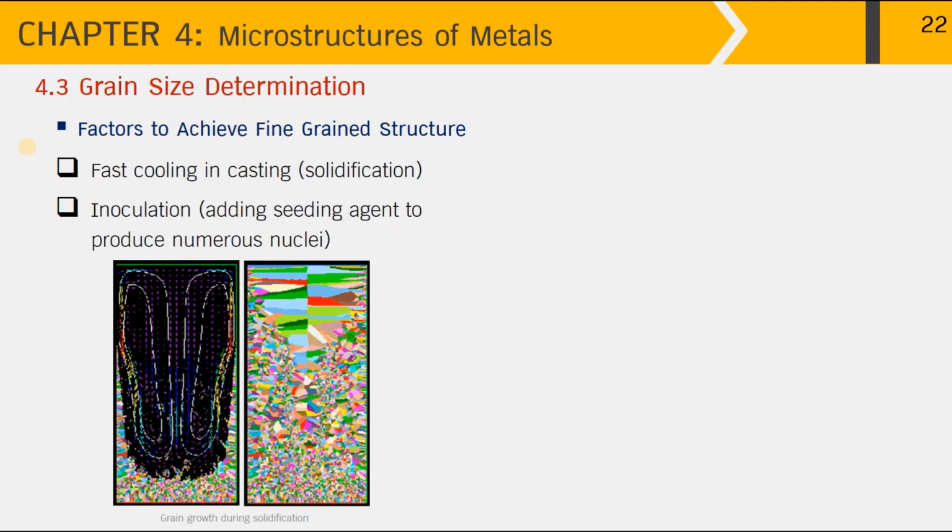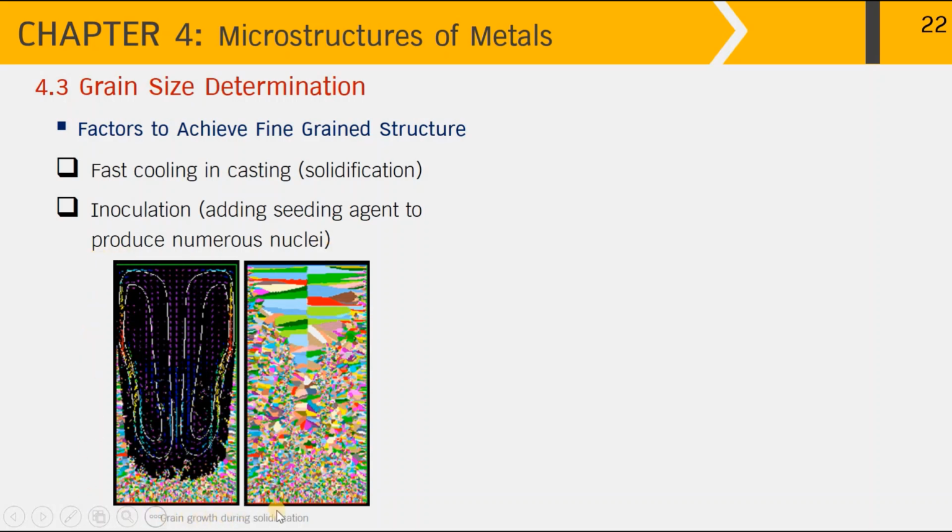First, for metals that are produced by casting, fast cooling is going to give finer grains upon solidification. As the rate of grain nucleation is very quick, we will end up with numerous grains in the microstructure, and the whole microstructure has refined grains. Another technique is to apply inoculation. It is to add a seeding agent to produce numerous nuclei.